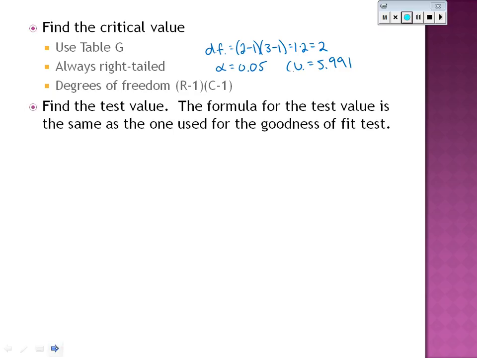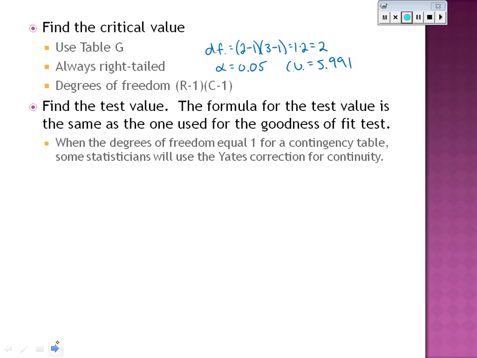After we find our critical value, we want to find our test value. It's the same formula as we did for the goodness of fit test. Same exact formula, which is really nice for this. There's one little contingency there. When the degrees of freedom equal 1, some statisticians will say to use the Yates correction for continuity. We're not going to use that. I just wanted to make you aware that it is a possibility. Who knows how many of you will use these one day in a future course or career, so I just want to throw that disclaimer in there. Some statisticians, not all.